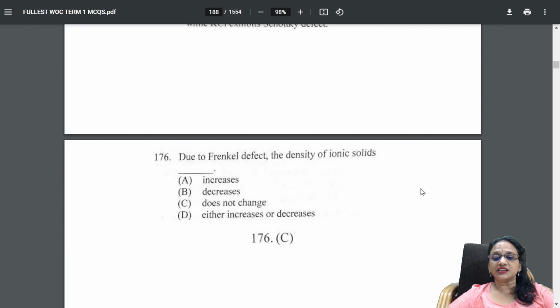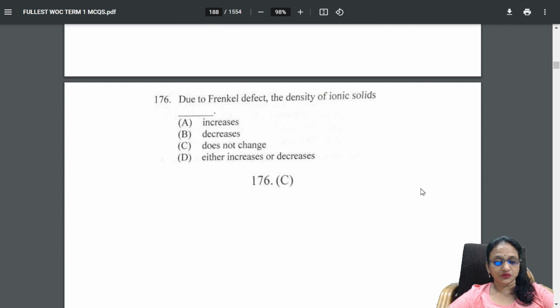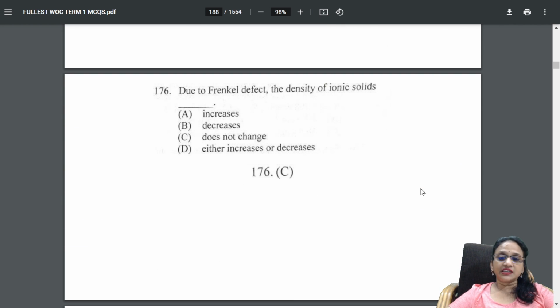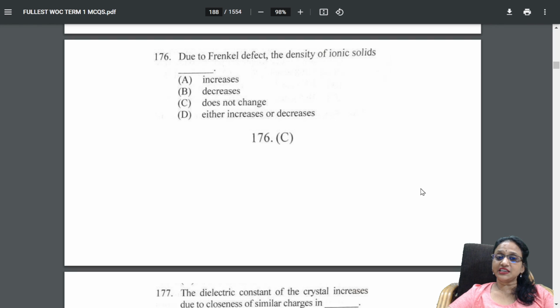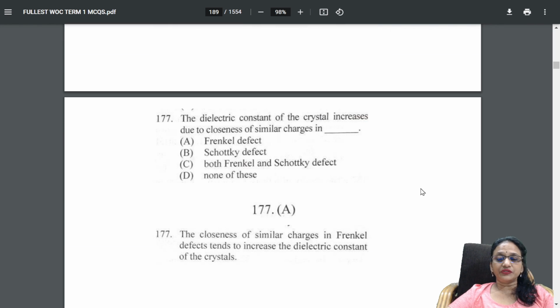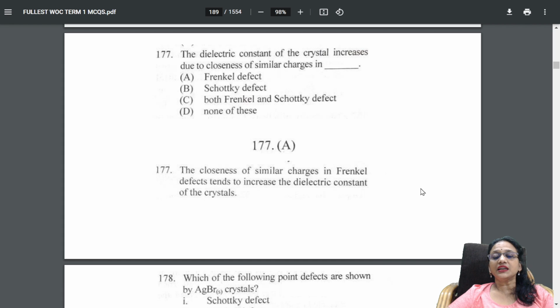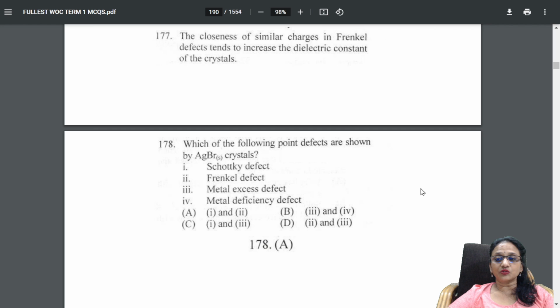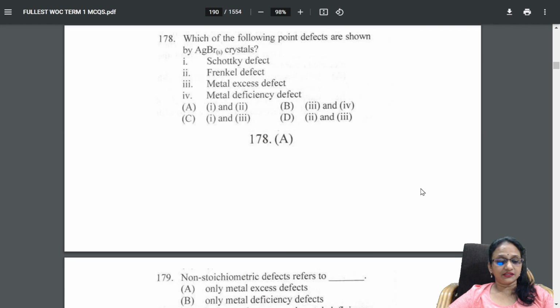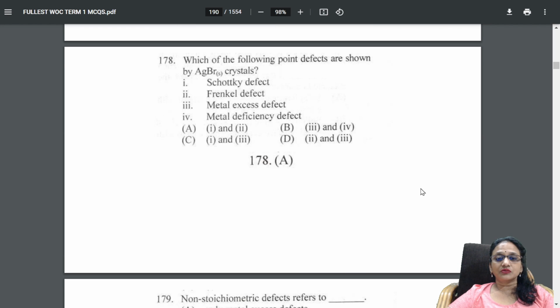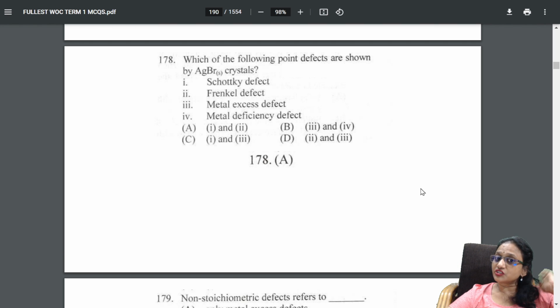I have already done the detailed explanation of these videos. You can easily go through. If you want the detailed explanation, yes, it is given. I'll give you the playlist link also. You can go through all the videos, and yes, they'll give you an example. Silver bromide, which type of defect does it show? It shows both Schottky and Frenkel, correct?